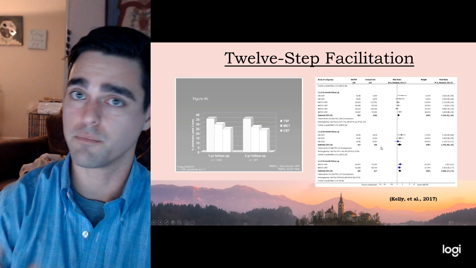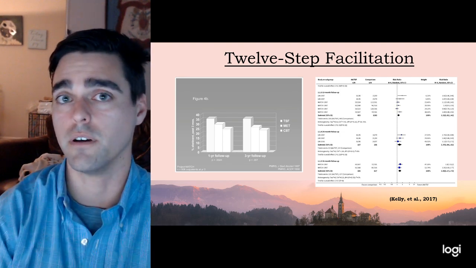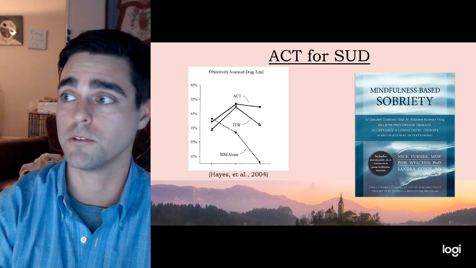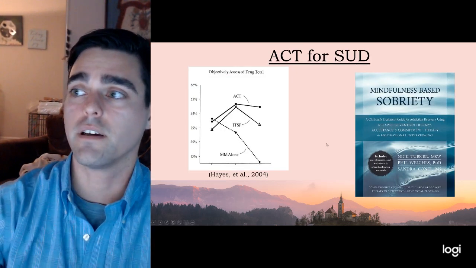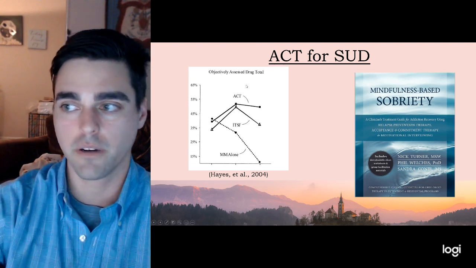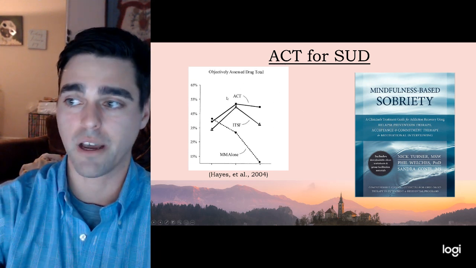So 12-step facilitation, when working with this group, with working with addiction, is really the best option. And then this acceptance and commitment therapy. So there is some preliminary data. This was a pilot study.